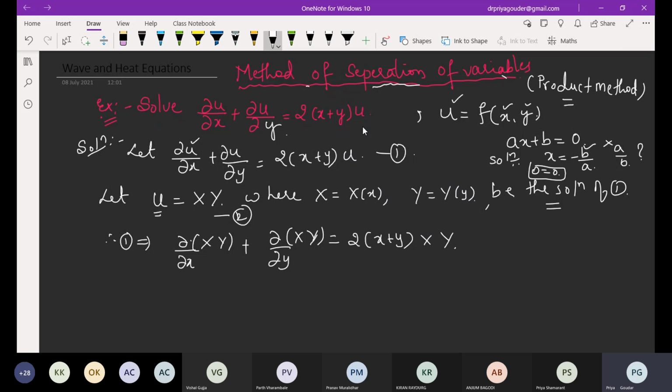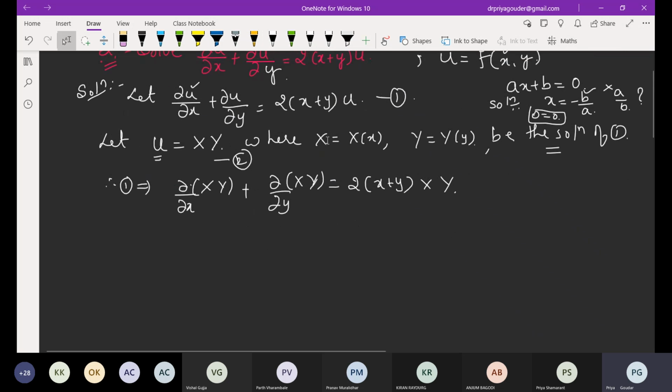Got it? Now, just see, when you are differentiating XY with respect to x, this is partial differentiation of XY with respect to x. How can we do it? Think about it. Is it anything constant, or do we have to apply the product rule or quotient rule? What do we have to apply?